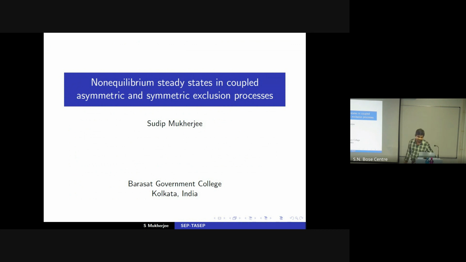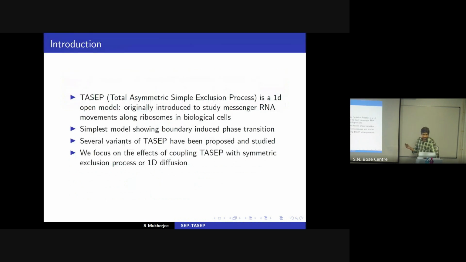Thank you. Hello everyone. Today we are going to discuss our studies on non-equilibrium steady states in coupled asymmetric and symmetric exclusion processes. TASEP is a well-known model. It's a 1D open model which was originally introduced to describe the motion of messenger RNA along the ribosome in biological cells. Later we found it is also a very famous model which shows boundary-induced phase transition. Several variants of TASEP have been proposed and studied. We focused on the effect of linking TASEP with the symmetric exclusion process or 1D diffusion.